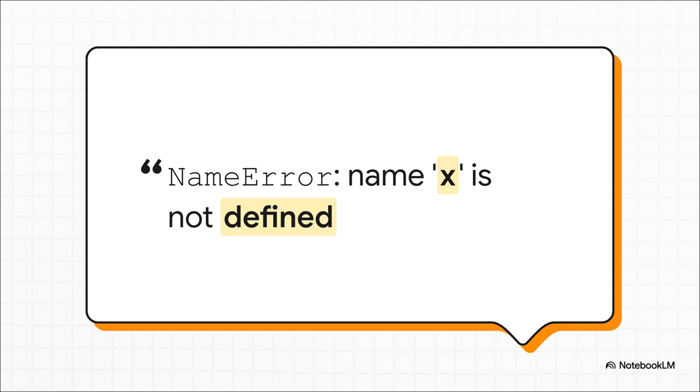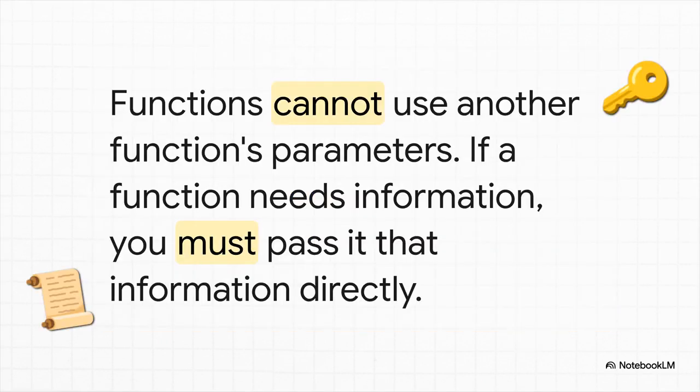And this happens because of a really important rule. So listen up, because here it is. This is the golden rule. Every single function is its own isolated little world. It only knows about the parameters, the instructions that were passed directly to it. It can't see the parameters of the function that called it. So if a function needs information, you have to pass it that information.